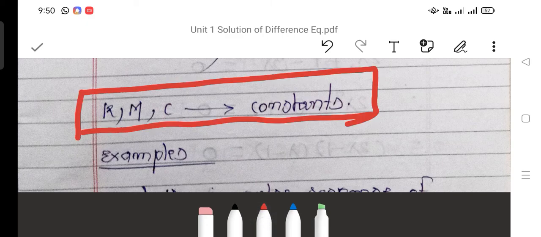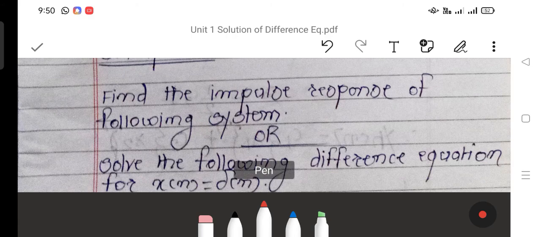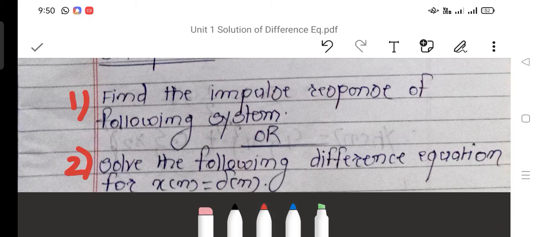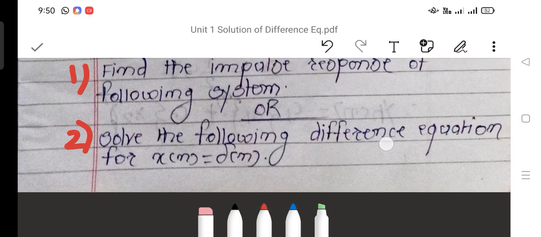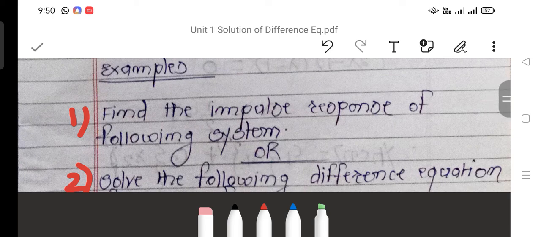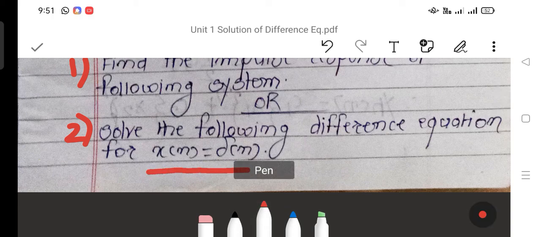Now we will solve the example. Find the impulse response of the following system, or solve the following difference equation. There are two types of how the questions will be asked. This is the first type, this is the second type. Answer of both questions is the same. So we will start with our simple example: find the impulse response of the following system, or solve the following difference equation for x of n equals del of n. So we have to note down this.